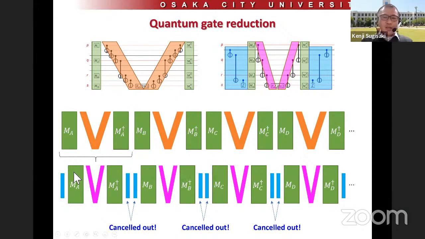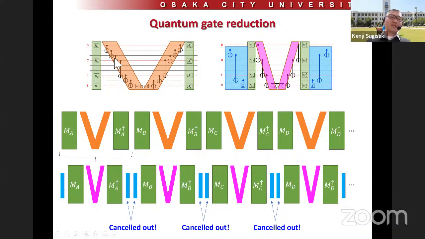So the quantum gates depicted in blue are always cancelled out. So we can reduce this kind of single gate from the quantum circuit. And this kind of quantum gate reduction becomes very powerful when the number of qubits increases.